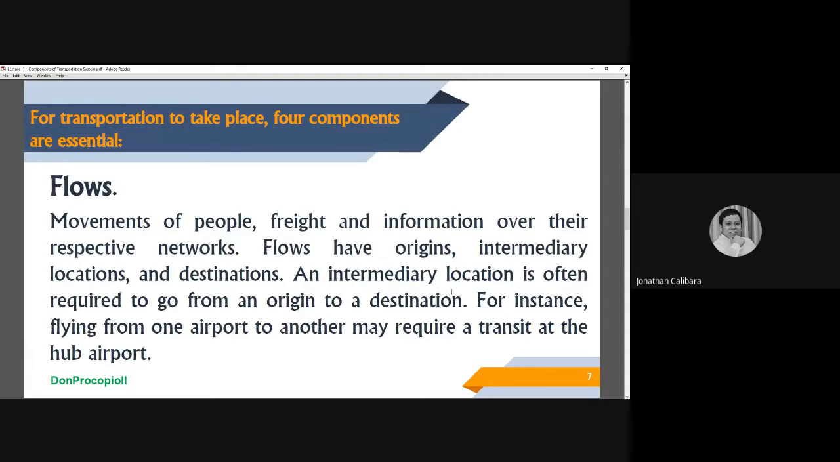For example, when we go abroad to Saudi, we are bound to take airplanes. The flow depends on the expected time of arrival. For instance, flying from one airport to another may require a transit at a hub airport. You always experience this, especially in the Philippines, and even abroad.